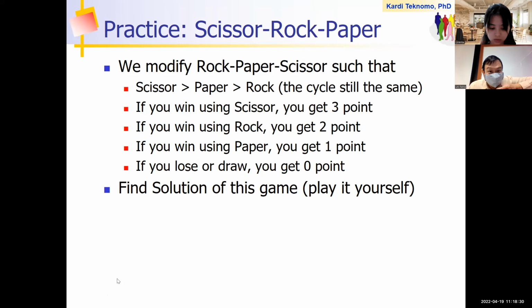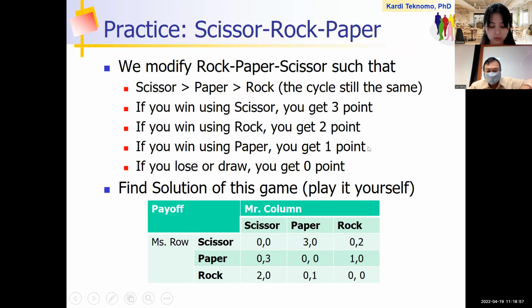Oh, this is your assignment. You did not make it, oh, you already made it. Very good. Okay, so now, wow, super. So I modified the rock paper scissors with these different points. Okay, you can also play by yourself. What is the Nash equilibrium? Of course, you can play domination, but let's try. What is the Nash equilibrium?